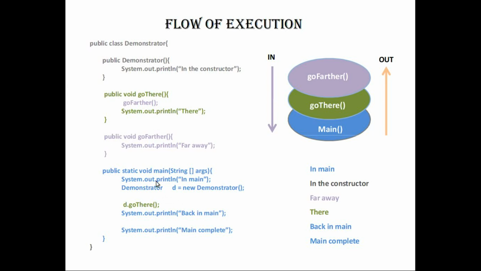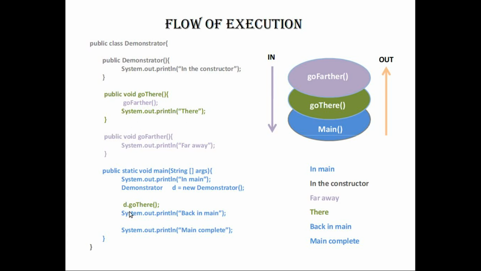But since I'm calling it inside go there, which is not static, and go further is not static, go there can correctly call go further without needing an instance of the class, because at every given point, this and this will belong to a particular object. This one is shared among all the objects of this class, and we'll see that later on. And that is the concept.